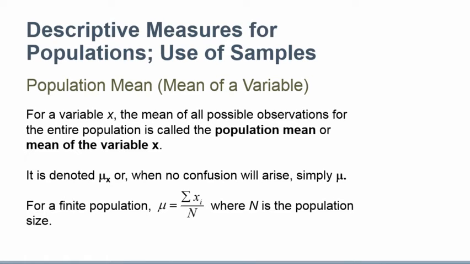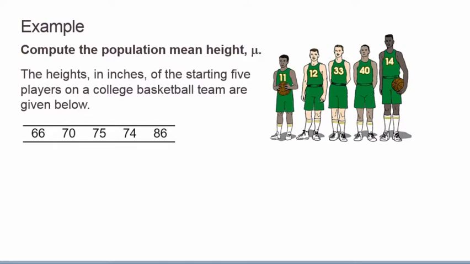For a finite population, mu equals the sum of x sub i divided by n, where n is the population size. Example: compute the population mean height, mu. The heights in inches of the starting 5 players on a college basketball team are given below: 66, 70, 75, 74, 86.